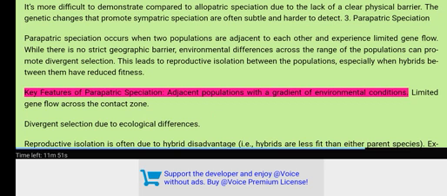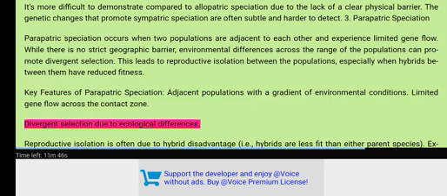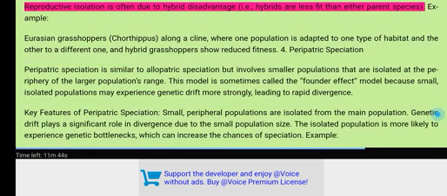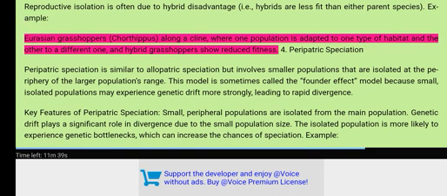Key features of parapatric speciation. Adjacent populations with a gradient of environmental conditions. Limited gene flow across the contact zone. Divergent selection due to ecological differences. Reproductive isolation is often due to hybrid disadvantage, i.e., hybrids are less fit than either parent species. Example. Eurasian grasshoppers, Chorthippus, along a cline, where one population is adapted to one type of habitat and the other to a different one, and hybrid grasshoppers show reduced fitness.